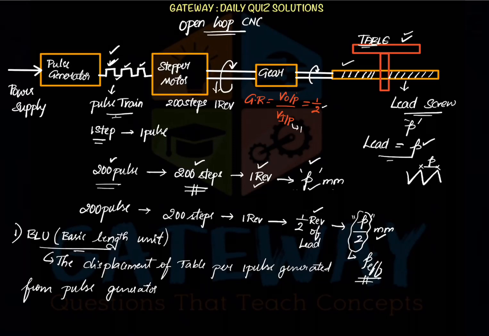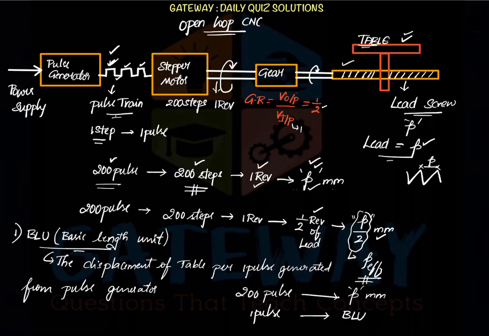Here in the question, when we are giving 200 pulses, it is making P mm of table travel. So for 200 pulses, as an example, how will you calculate BLU? For 200 pulses in our above example, it is making P mm of table travel. Then what will it make for one pulse? What will be the displacement of this table for one pulse? That is named as BLU. And from here the BLU can be calculated as BLU is equal to P upon 200.